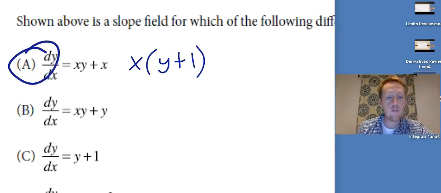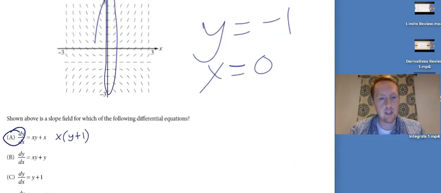Don't have to go any further. If you wanted, you could go further just to double check yourself, but you'd be wasting your time this time because that just is it.